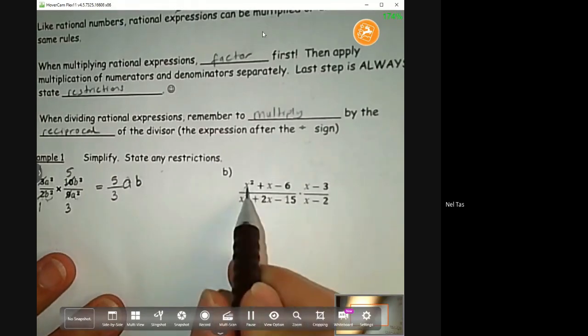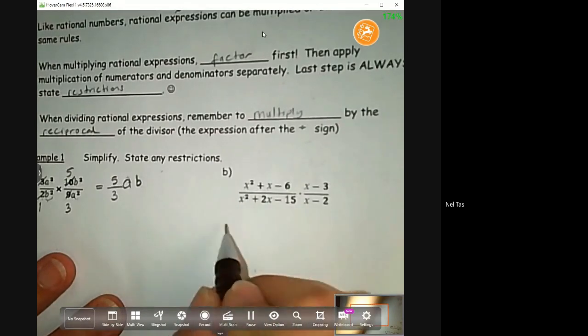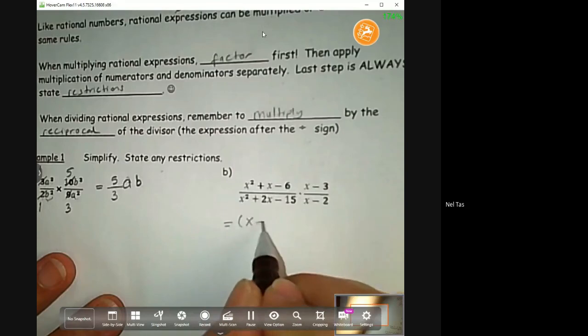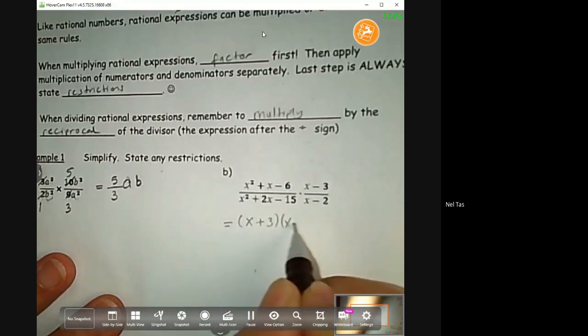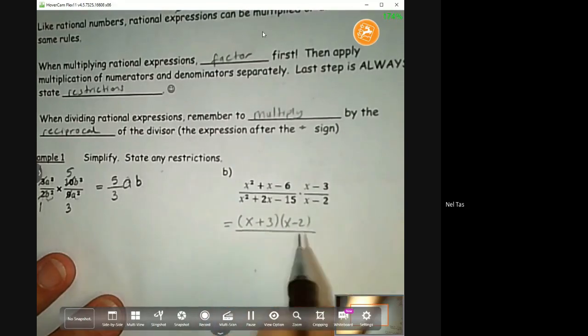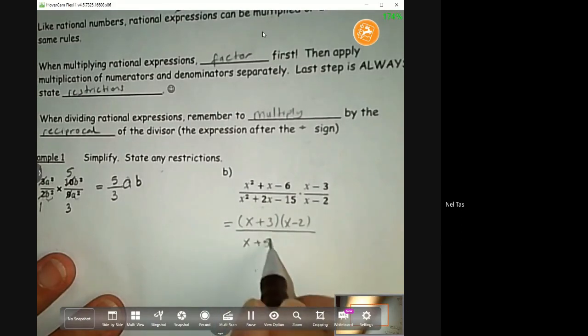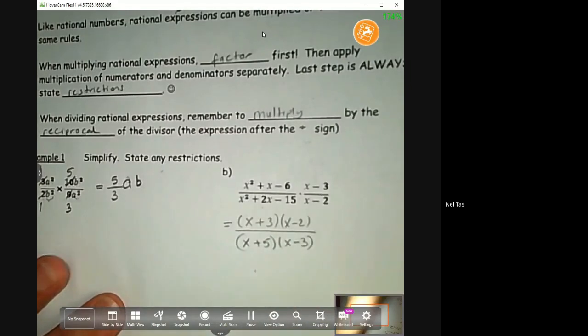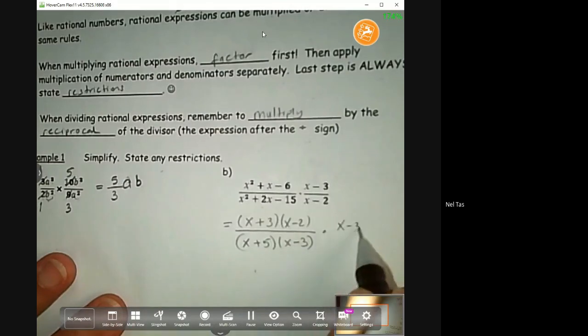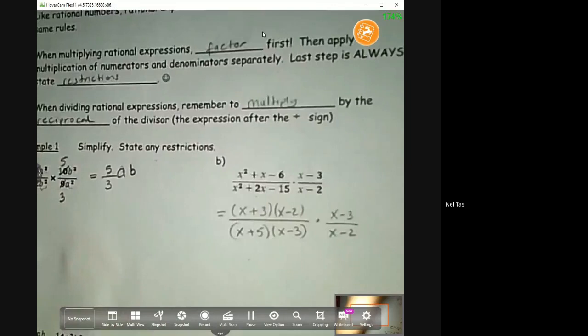Okay, so x squared plus x minus 6. If we factor that, we get x plus 3, x minus 2, divided by, factor the denominator, x plus 5, x minus 3. Okay, so times x minus 3 over x minus 2. So before you simplify, state the restrictions.